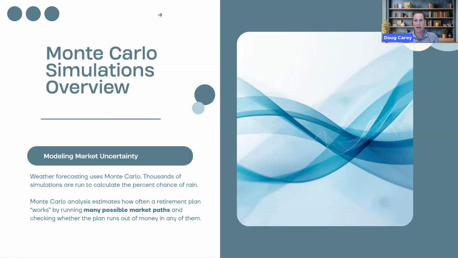Now, we use this idea in financial and retirement planning too. We run simulations, and Monte Carlo works by running different paths with different rates of return on your investments. And we use historical data to move those returns around every year in every path. And we count up how many times you run out of money, and that gives us the probability of not running out of money, which is your Monte Carlo result.